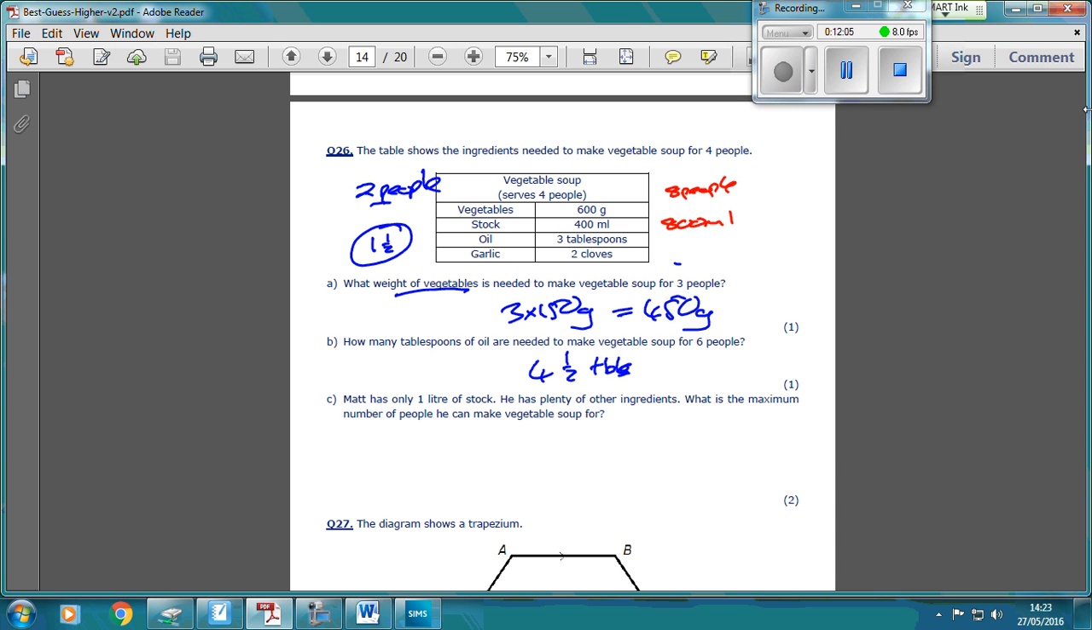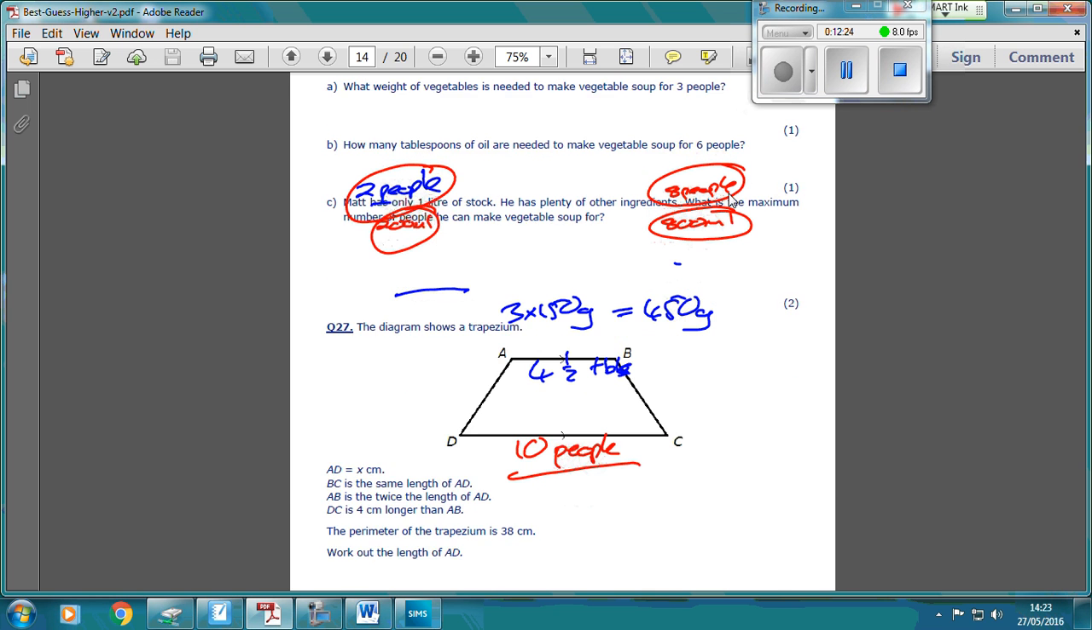If we carry on the recipe for 2 people here for stock, then 2 people is going to be half of the stock, so that's going to be 200 mils. If we add 200 mils to 800 mils, that's adding 8 people to 2 people, so that's going to be 10 people. So that's that question there.